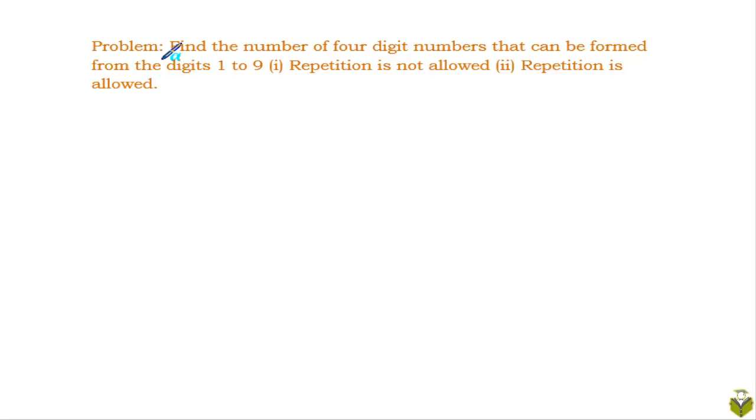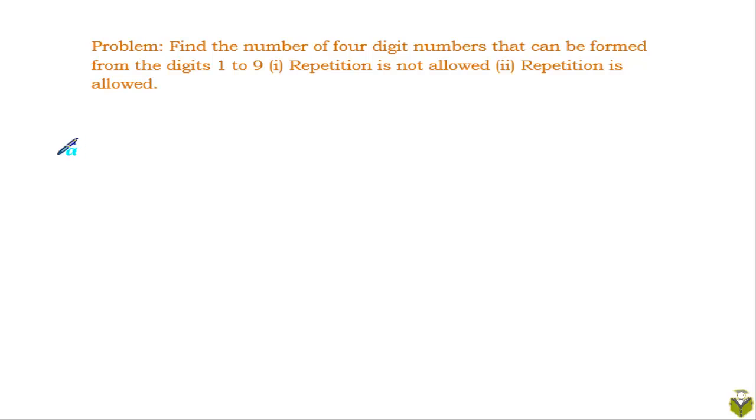So we'll cover this problem now, which is to find the number of 4-digit numbers that can be formed from the digits 1 to 9, where first the repetition of digits is not allowed and secondly the repetition is allowed. So you should be able to solve this problem. I'll give you the choices.